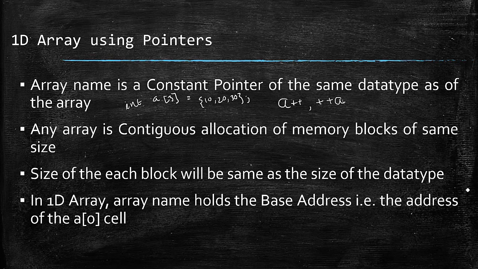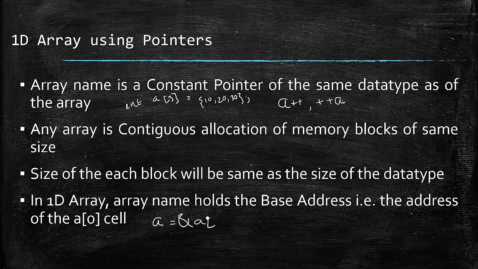As I have told you, each block will be of the same size as the data type of the array. As it is an integer array, each block will be the size of an integer variable. In a 1D array, the array name holds the base address. Base address means the address of the 0th cell. So here the array name A is actually holding the address of the A0 cell.